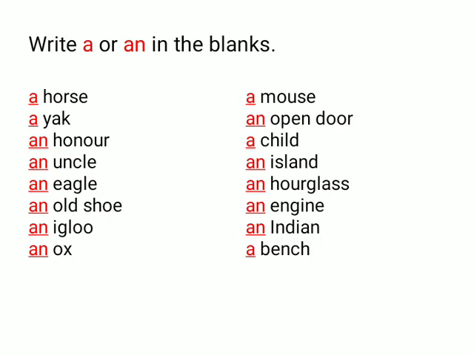Now see the 12th one, dash island. Now what will come in this dash? An island. Here the first letter of the word island is I, and I is a vowel. So we use the article an before the singular word, that is an island.